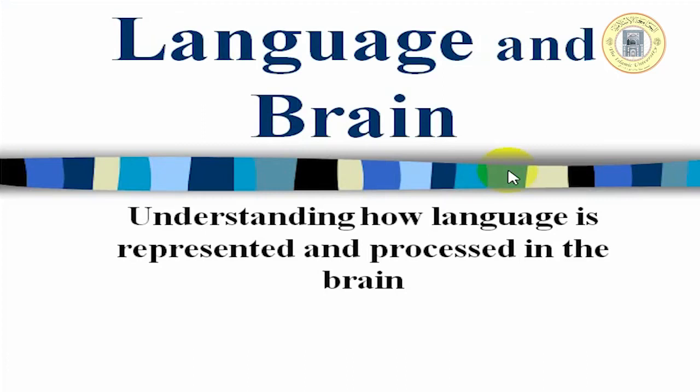Hi, this chapter is talking about language and the brain. It shows how language is represented and processed in the brain. It is about understanding how language is represented and processed in the brain. This is done through neurolinguistics, and neurolinguistics is a branch of psycholinguistics which deals with language and the brain.